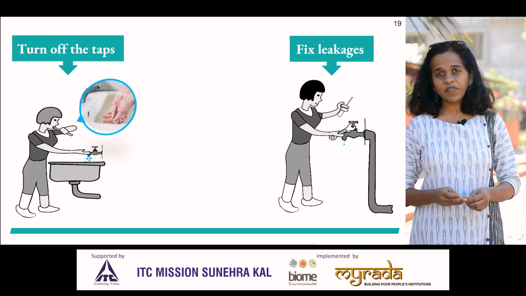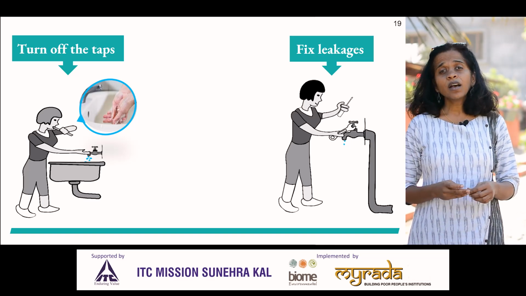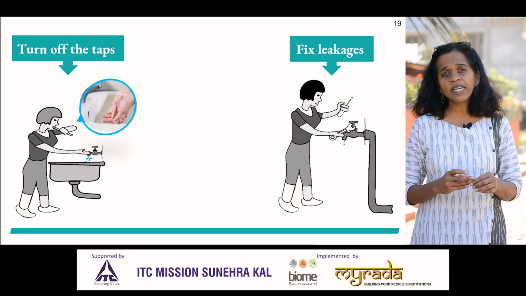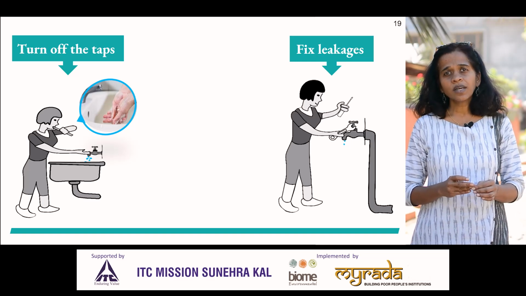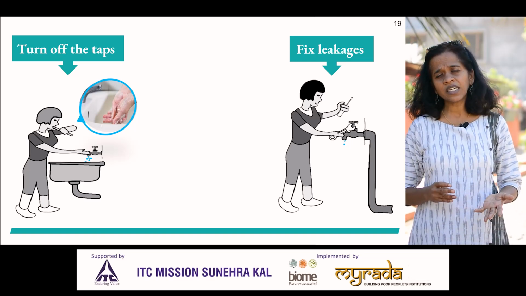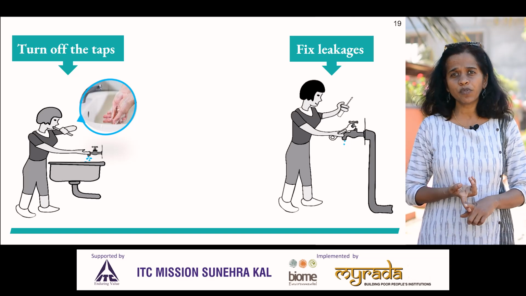Houses on an average, it is said that 5,000 to 50,000 liters of water can be lost due to leakages, unfixed leakages in a home over a period of a year.